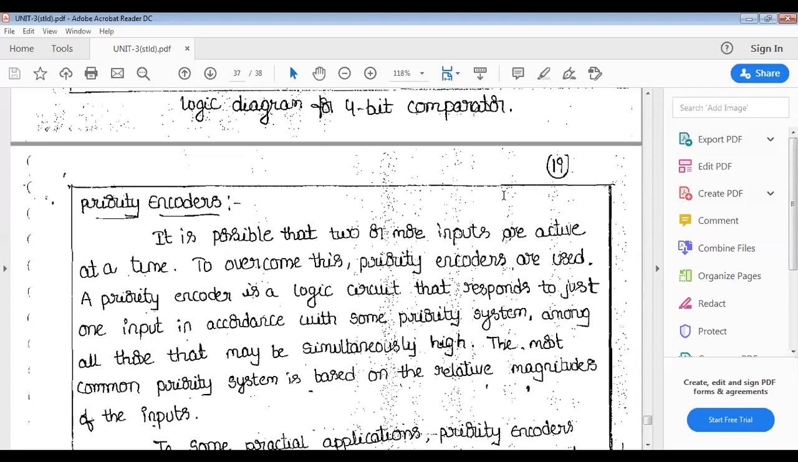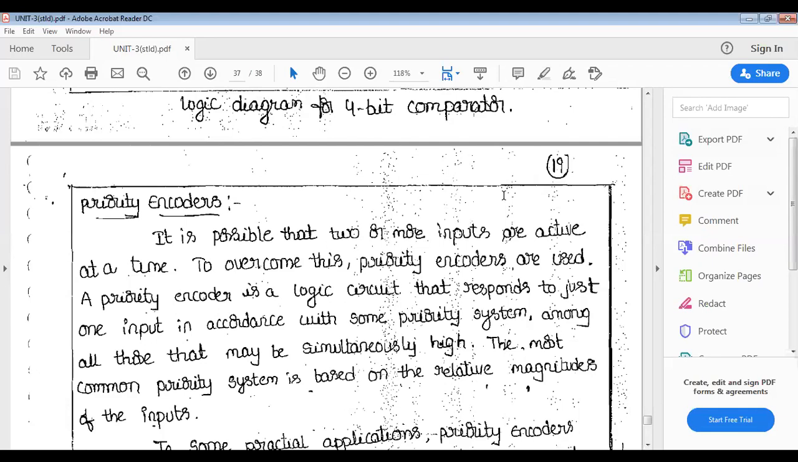And the next one is the priority encoder. We already know what an encoder means. An encoder is the reverse operation of the decoder. What is a decoder? N number of inputs and 2 power n number of outputs. If n is 2, 2 square is the output. So 2 by 4 decoder, 3 by 8 decoder, 4 by 16 decoder, 5 by 32 decoder and so on.